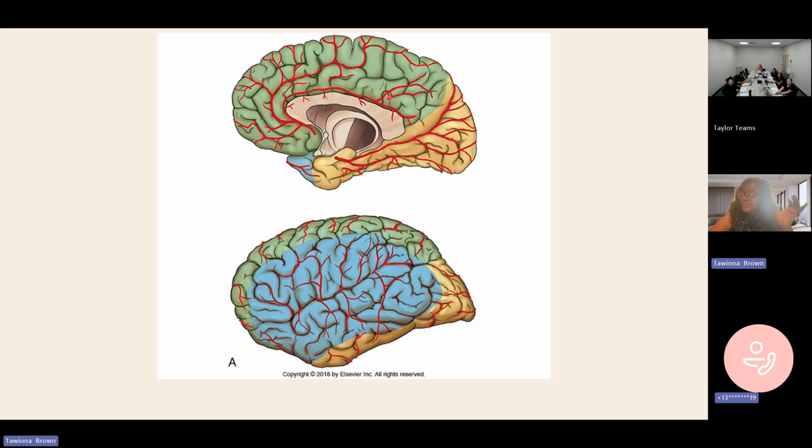However, from a medial view, if I cloned that question and changed the answers and the stem of the question, I could say, okay, from a medial view of the right hemisphere, which vessel do you see?